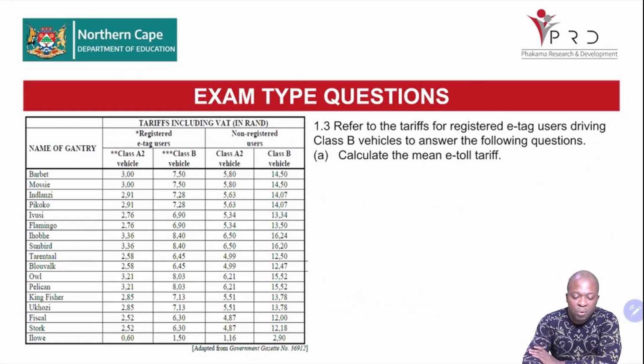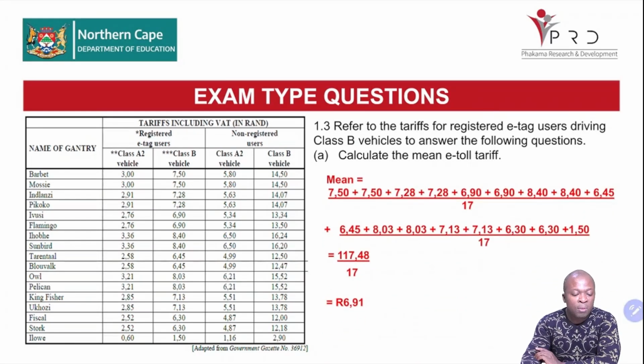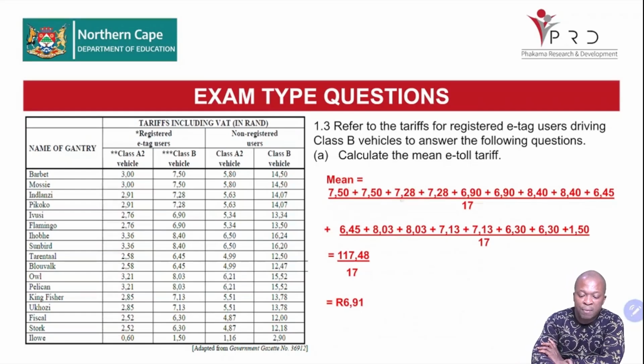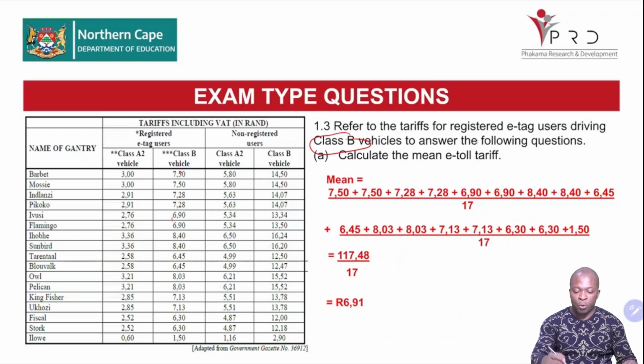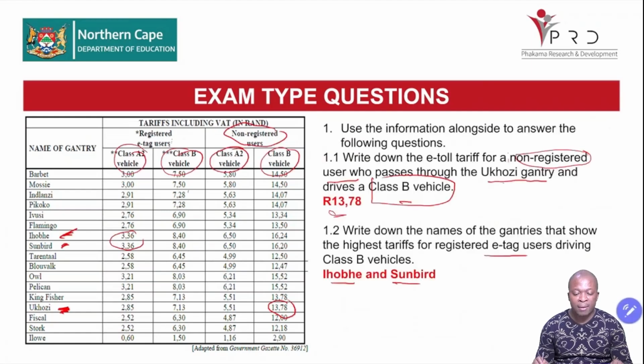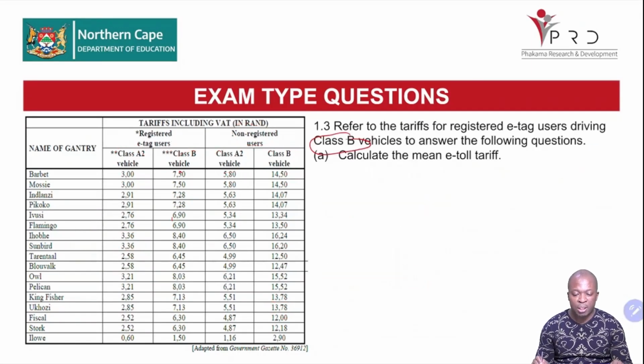Welcome, learners. So this is how I wanted you to do the work. So the mean is the following: 7 Rand 50. I hope you can find that here. Okay, because the question was talking of class B. So these values, add all of them. How many countries are there? There are 17. So when we add all the values and divide by 17, we get 6 Rand 91. Okay, then let us continue.